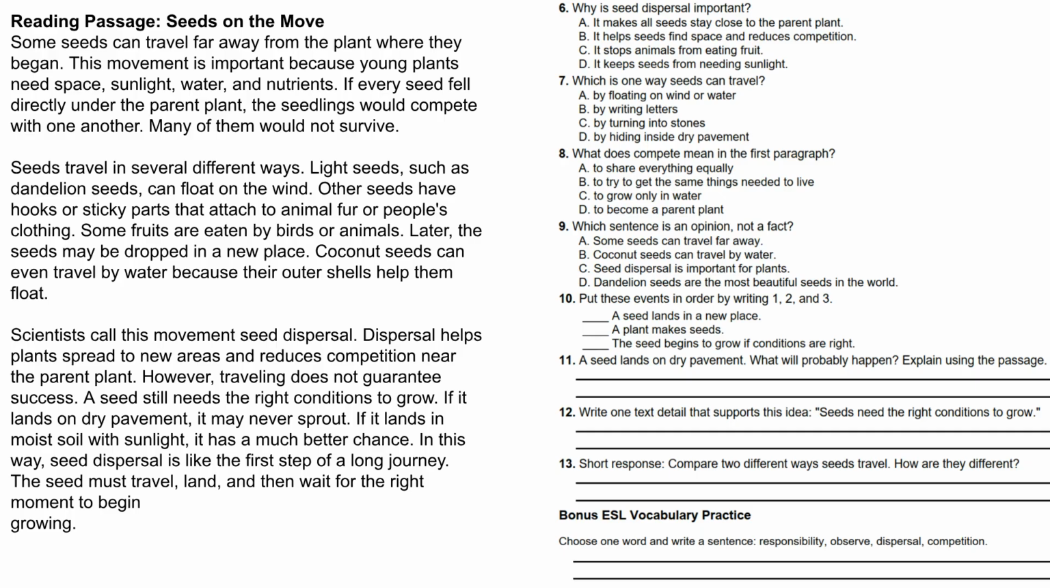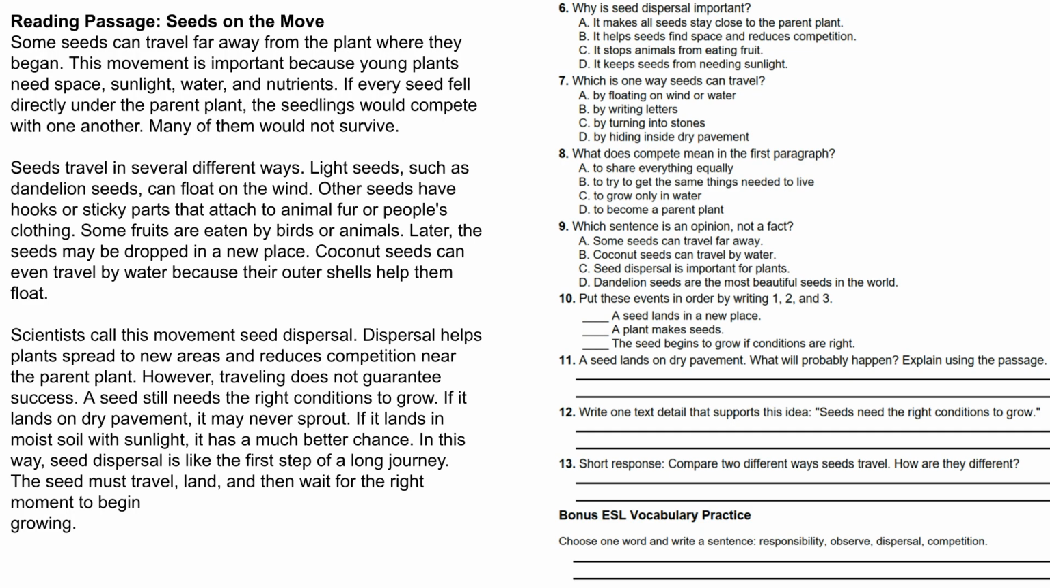For question 9, remember the difference between a fact and an opinion. A fact can be proven. An opinion tells what someone thinks or feels. For question 10, put the events in order. Think about what happens first, next, and last. For questions 11, 12, and 13, write complete sentence answers. Use information from the passage.